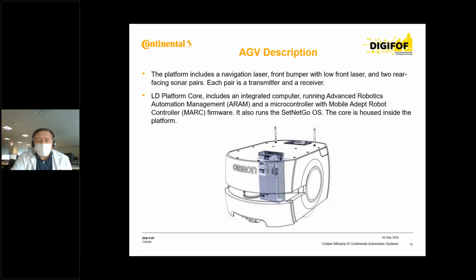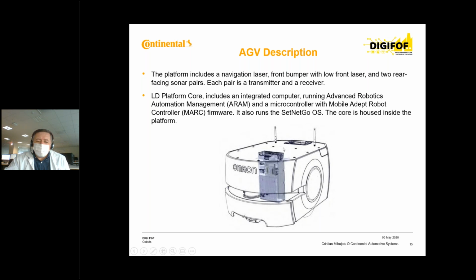The platform includes the navigation laser, a front bumper with a front laser, and two rear-facing sonars. All of them are built into this platform in order to make the AGV operate safely. The platform core includes an integrated computer running advanced robotics automation management, which we'll see later, and the microcontroller firmware. It also runs an operating system. The core is housed inside the platform, as you can see in this case.